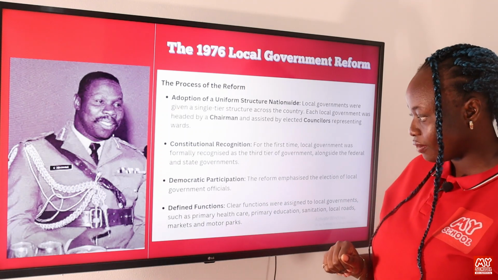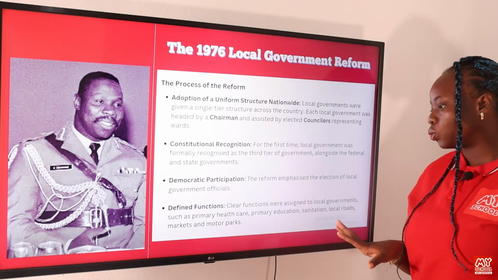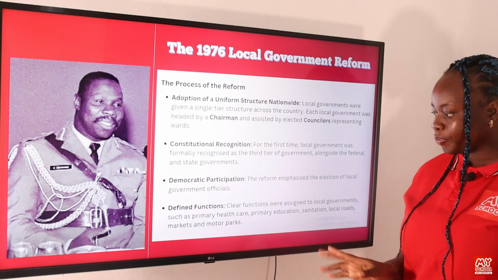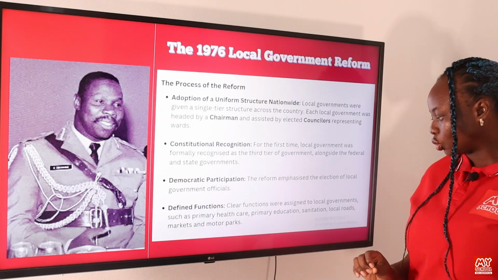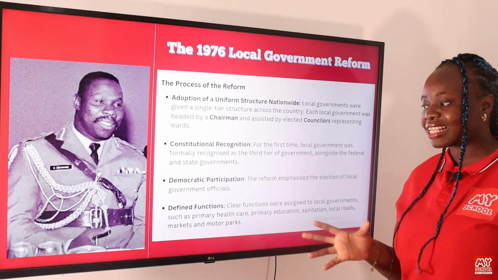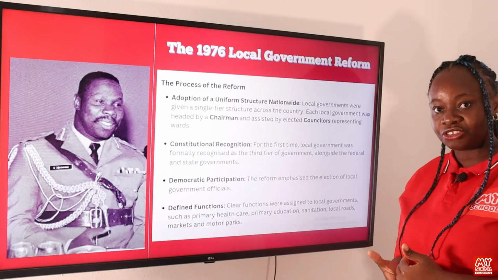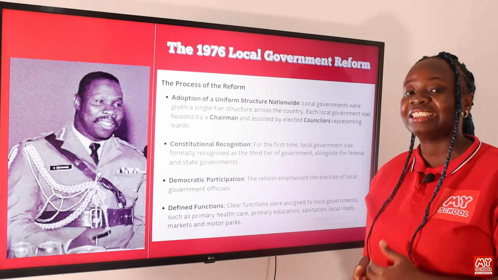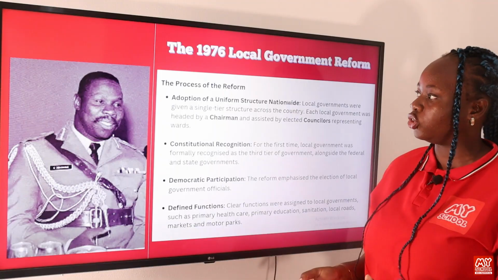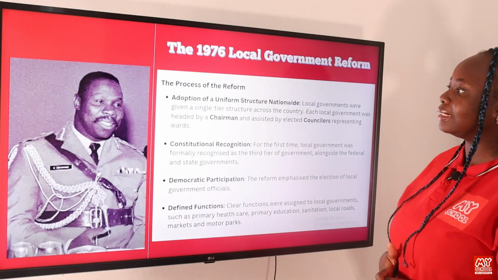Then there were also defined functions. Clear functions were assigned to local governments such as primary health care, primary education, sanitation, local roads, markets, and motor parks. There are defined responsibilities for the local governments in each of these various states of the Federation. Let's move on to the next slide.